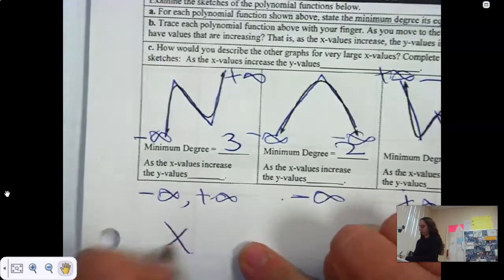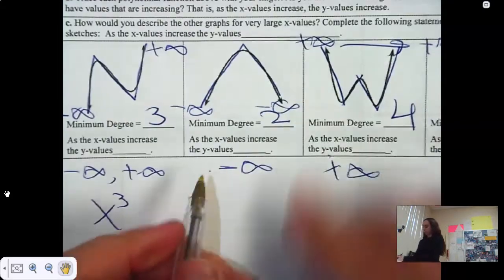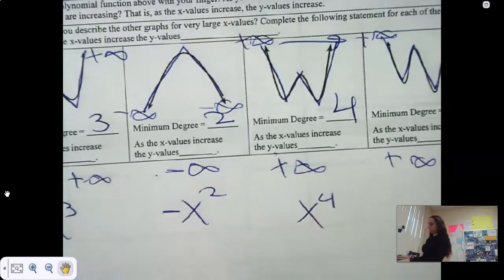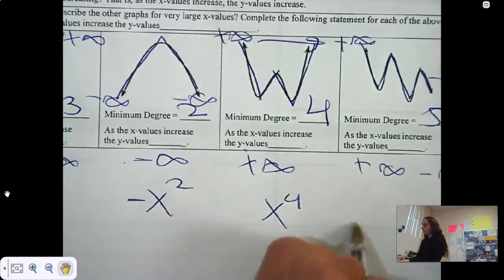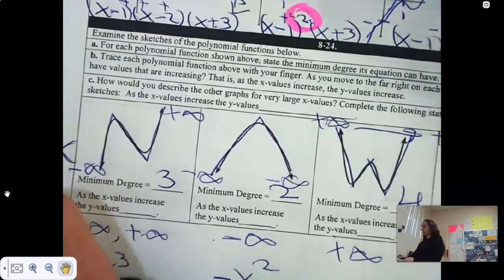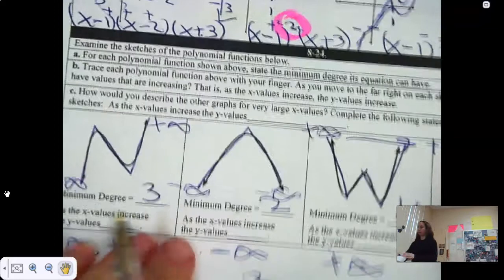If I asked for the degree, this would be x cubed, positive. This would be negative x squared. This would be positive x to the fourth. And this would be negative x to the fifth. Okay? I love this page. This is a great page for me.